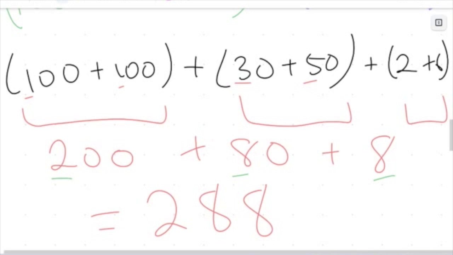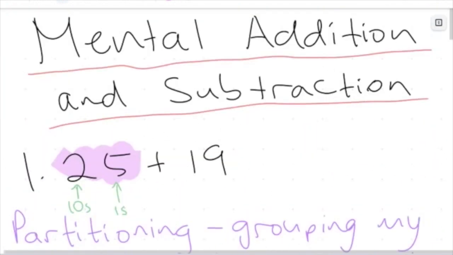So we'll talk about another strategy in the next video. That's going to be what we call compensating. We'll talk about that later, and that will bring us in the next video to the end of mental addition and subtraction. So we're going to get another 2-part video.